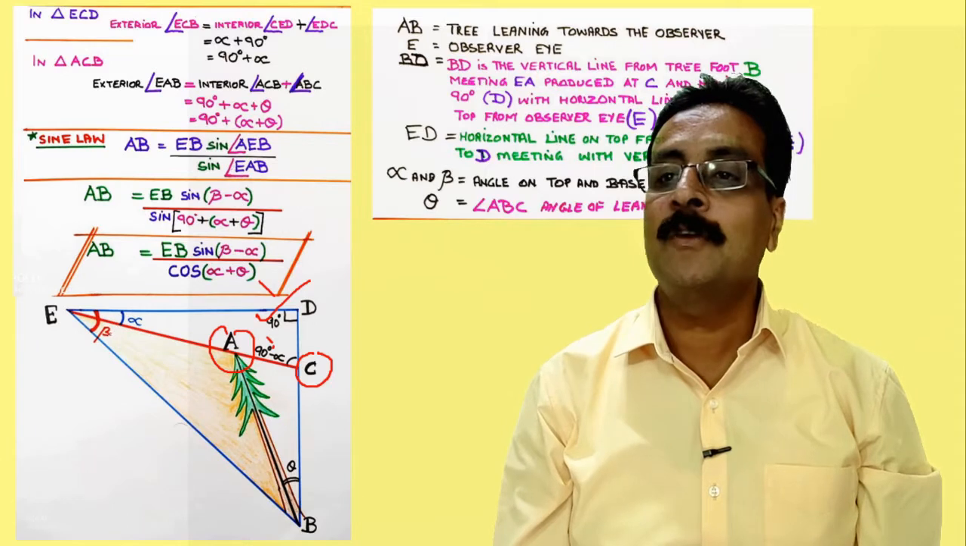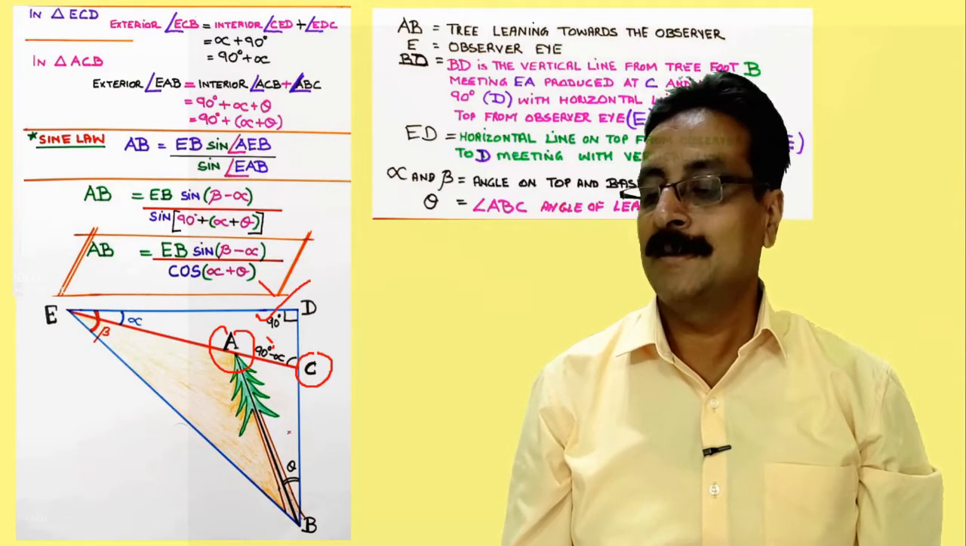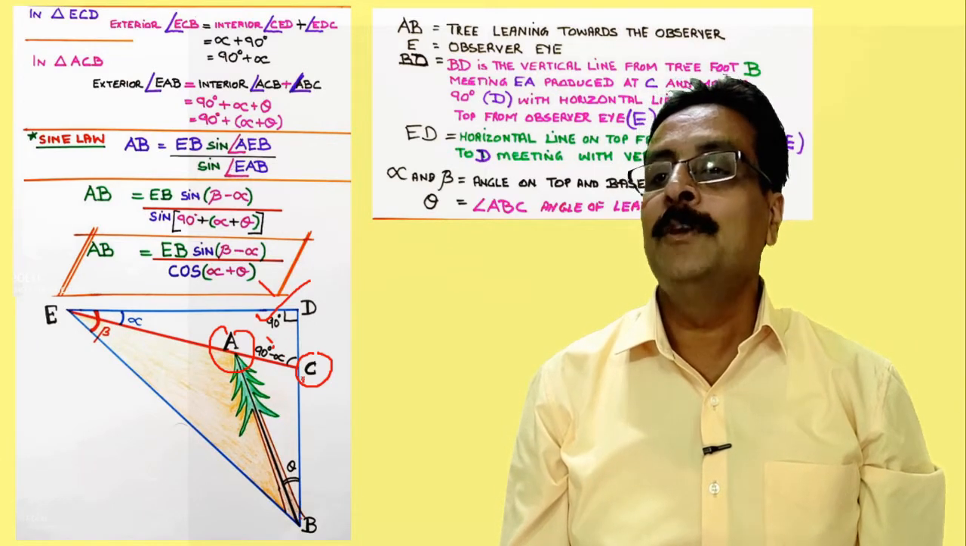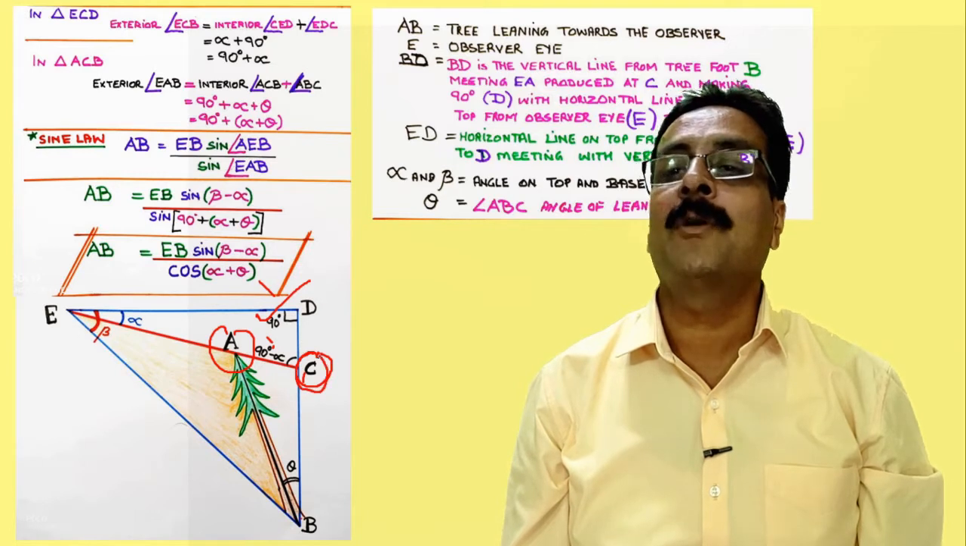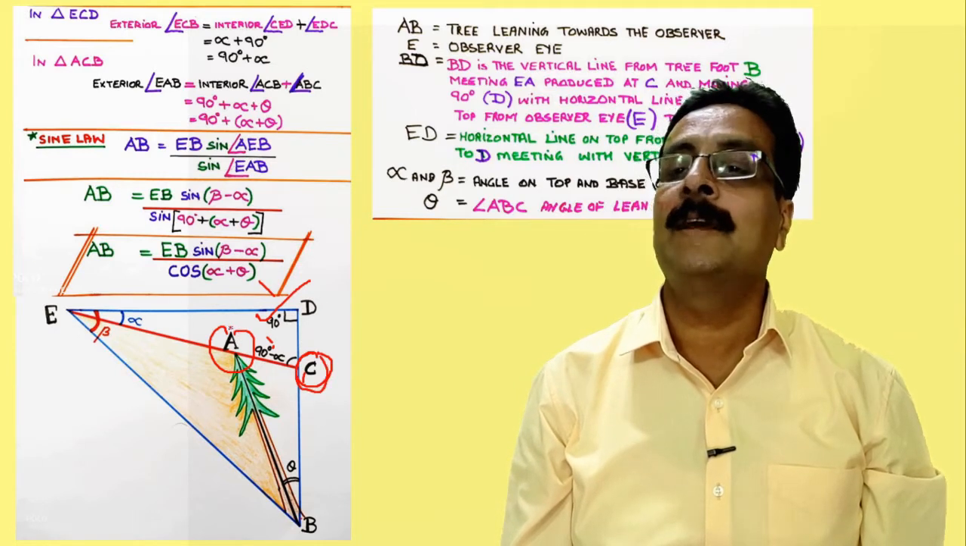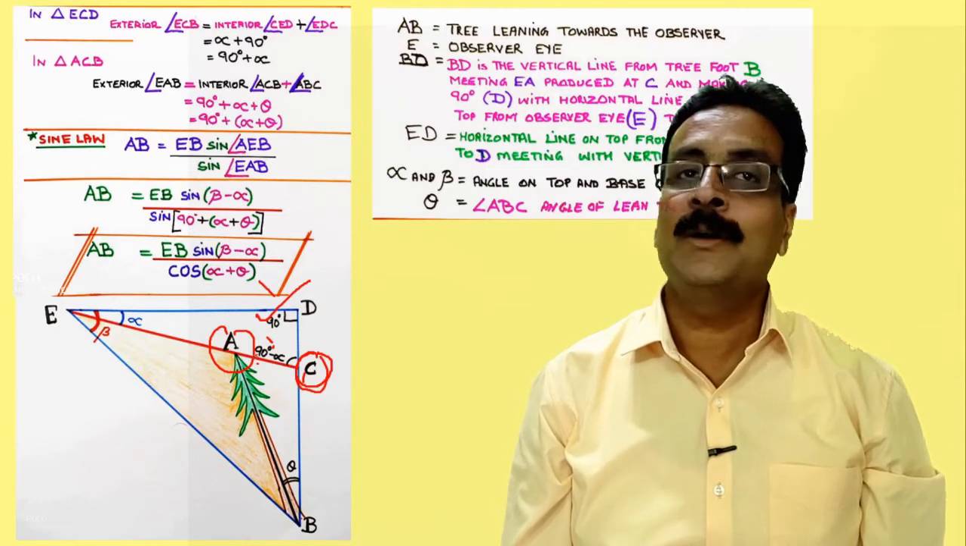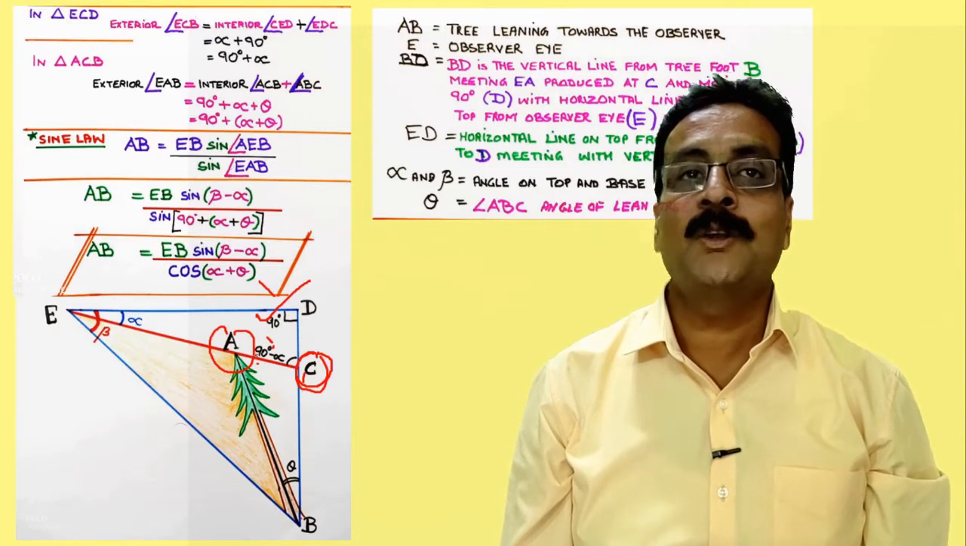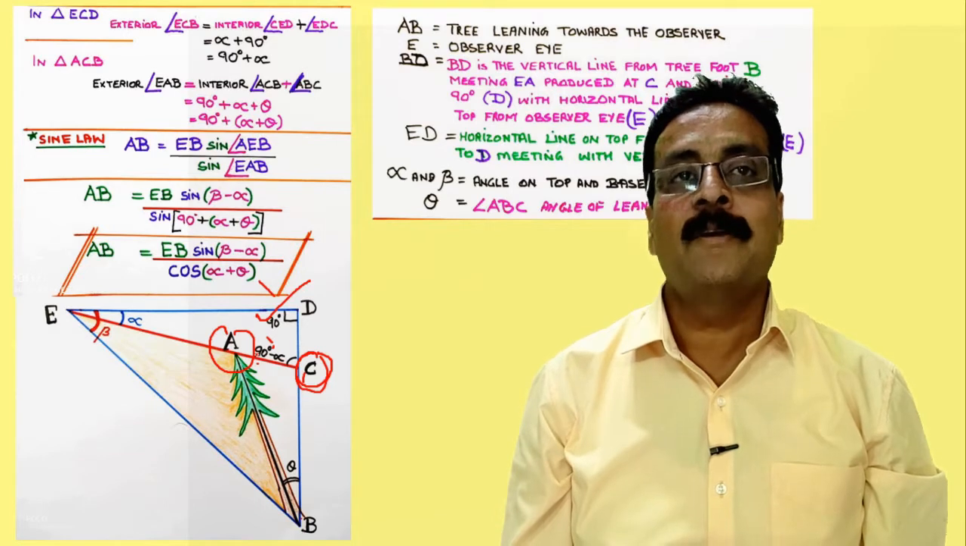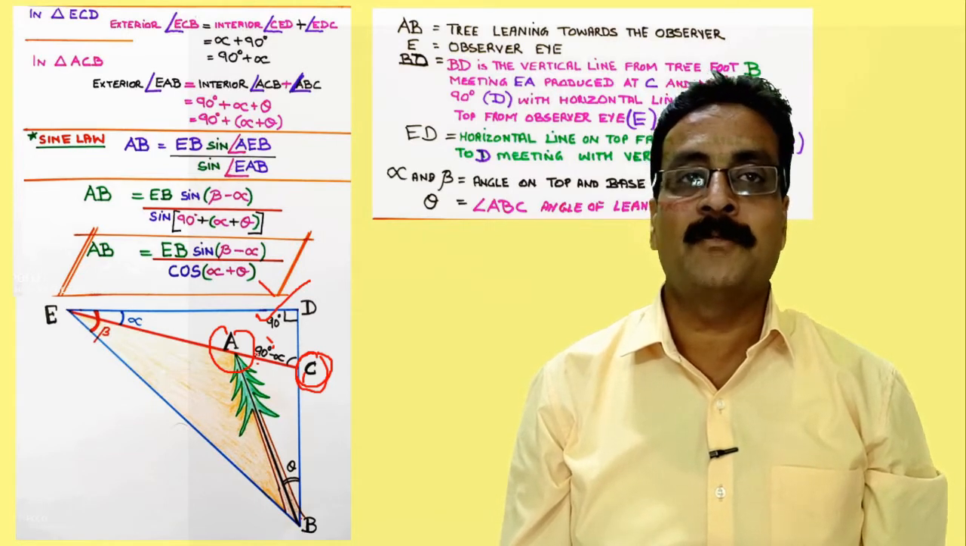So first we will solve ECB, and then we need to get C here because C is very, very important. Later on, next we will get A. So we are solving here two exterior angles, which is not very typical. Once we understand trigonometry nicely, we can solve any type of problems in forestry.